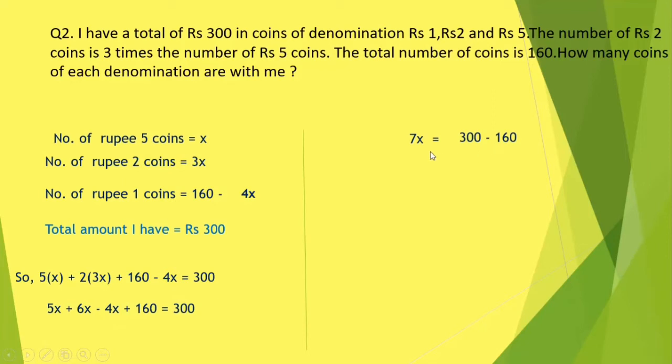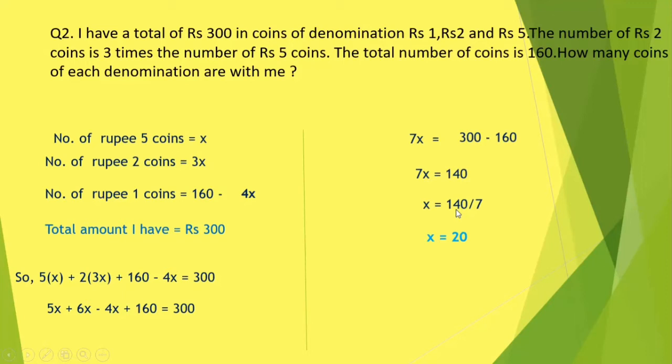Okay, the inverse of addition is subtraction. We have seen in the previous video. And then 7x is equal to 300 minus 160, which is 140. Now inverse of multiplication is division. So I'll have to divide both sides by 7. So I get x is equal to 140 divided by 7, which is 20.